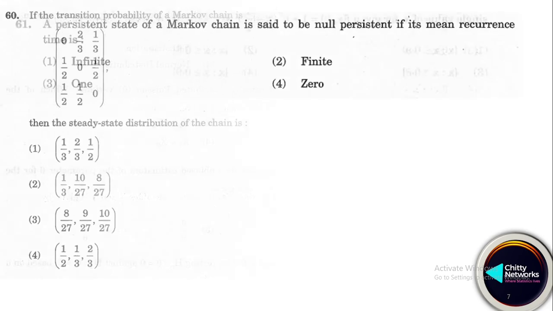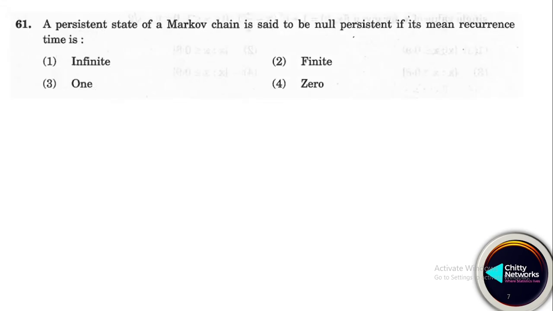Next question, question number 61. Here we are given: a persistent state of a Markov chain is said to be null persistent if its mean time is... A persistent state is nothing but a recurrent state. In recurrent states there are two types, one is positive recurrent, another is null recurrent, and they are asking what is its mean recurrence time.